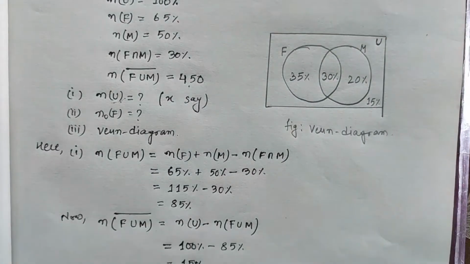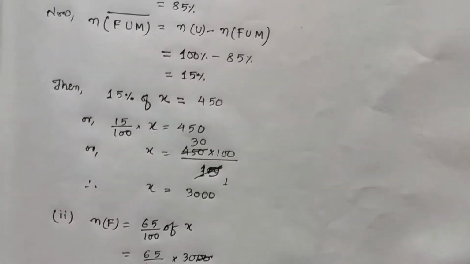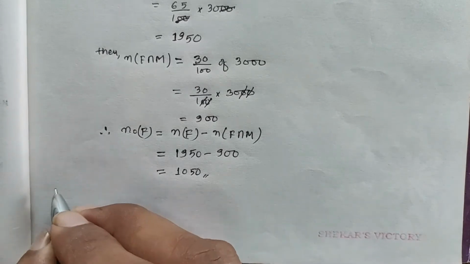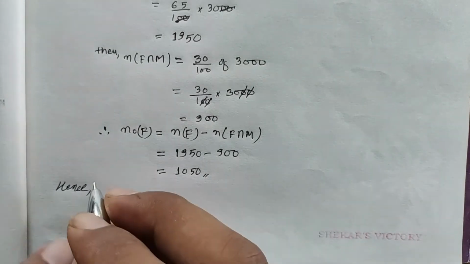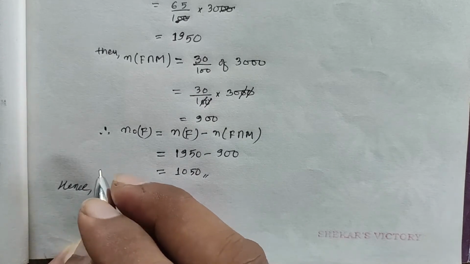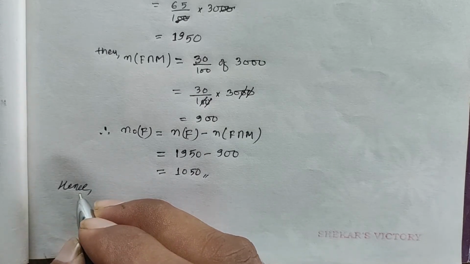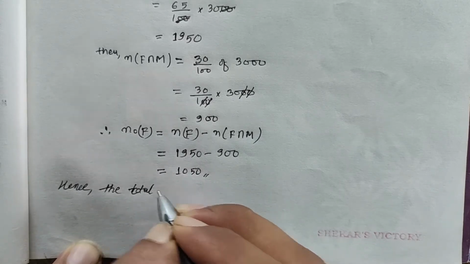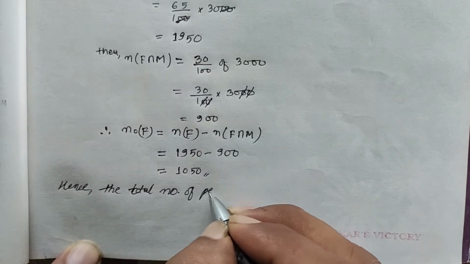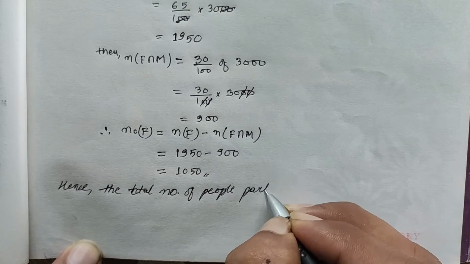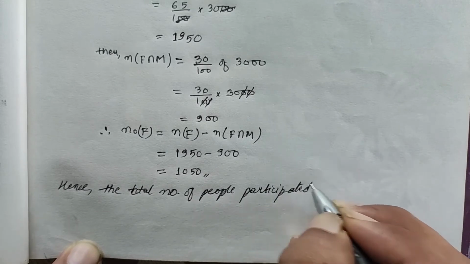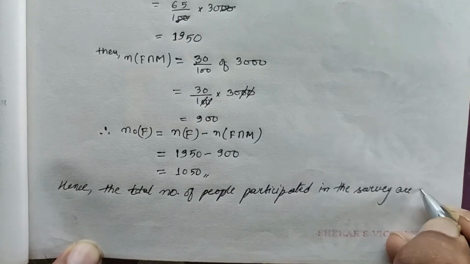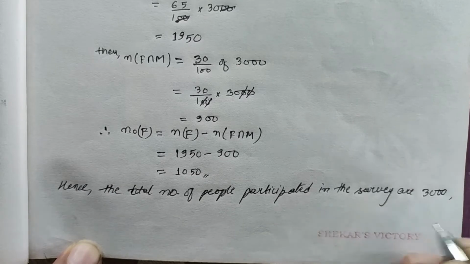Now write the conclusion part. We will write the conclusion as: hence, first we have found the total number of people who participated in the survey. Hence the total number of people who participated in the survey is 3000.